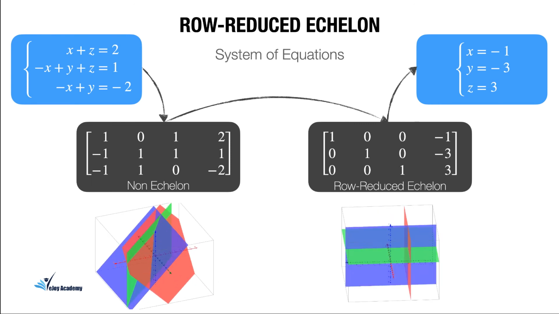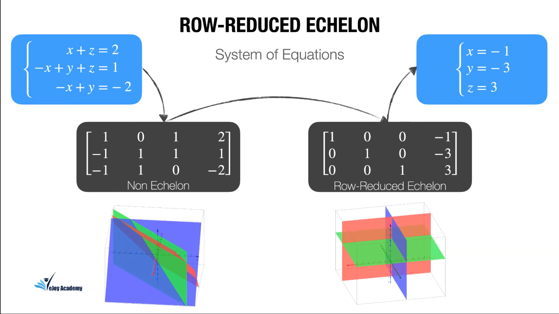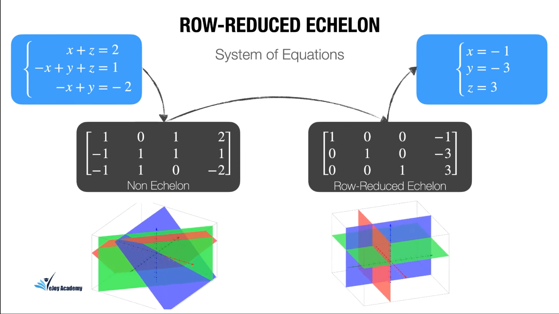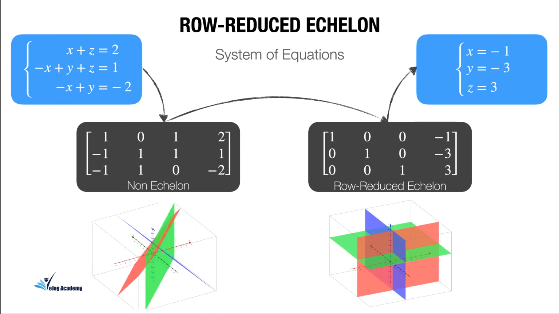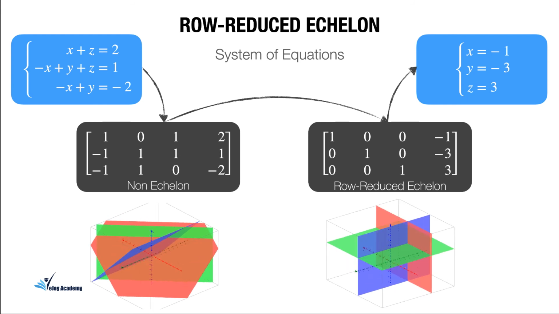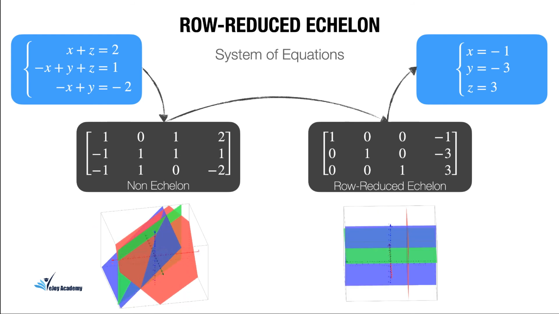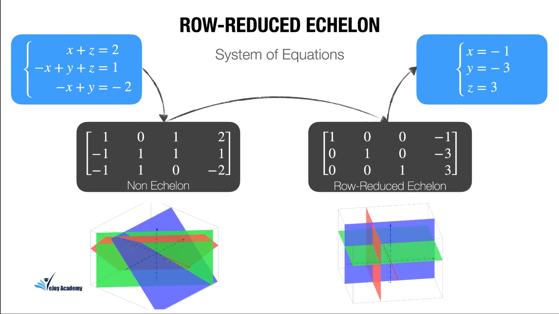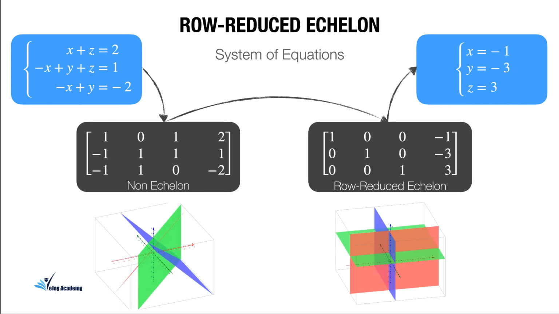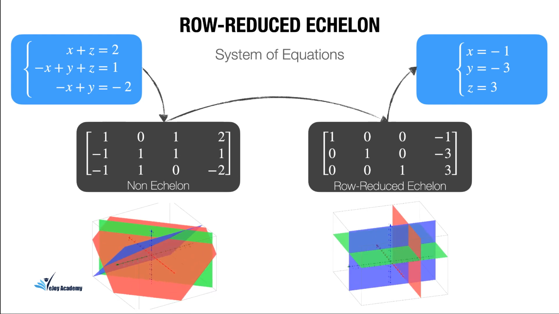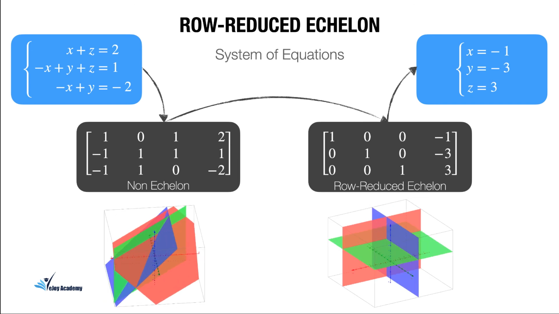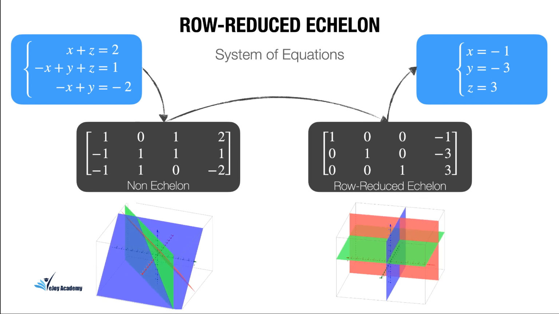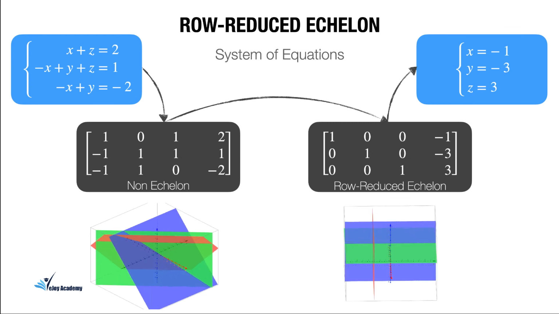There is a PDF file attached to the description below this video that explains why the original matrix in this example is not an echelon matrix and how to transform it to a row-reduced echelon matrix using principles of row equivalent matrices. I have explained row equivalent matrices in a separate video, and I leave the link in the description below if you're interested to check it out.